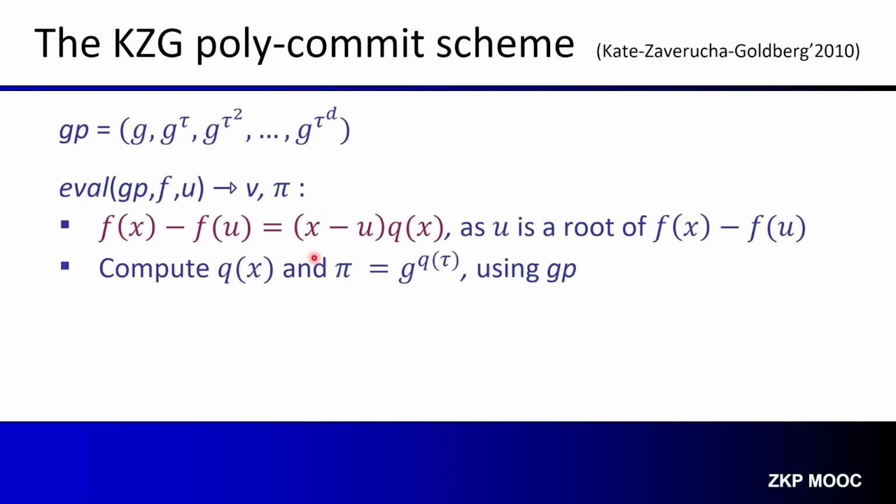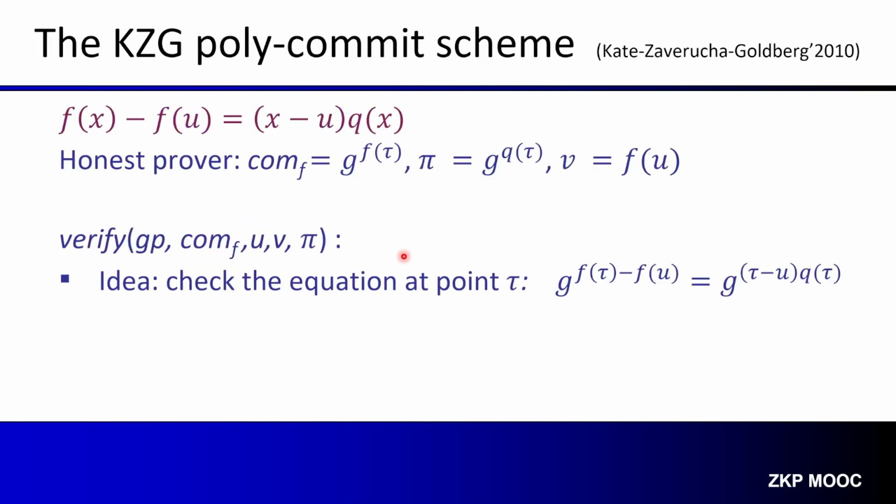So with this polynomial equation, the idea of the KZG polynomial commitment is for the prover to compute this polynomial q(x), and then generate a proof pi equal to g raised to the power of q evaluated at the point tau. Again, this can be computed using the global parameters only, without accessing tau. And the proof size is only one element in the base group of the bilinear group.